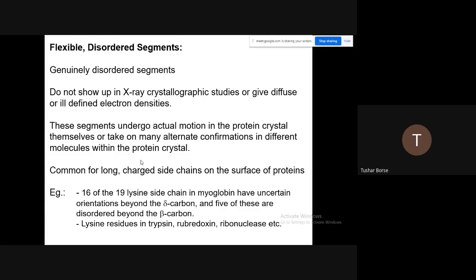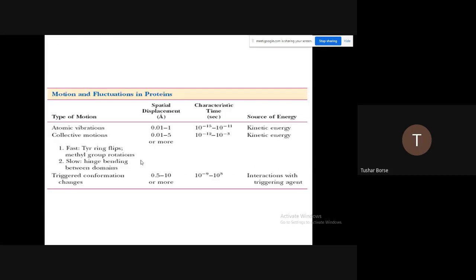So what kind of movements can you imagine which could be happening in the protein itself? There are three types of motions or fluctuations which can take place in the protein. The first could be atomic vibration. Now see, you have a protein. Protein is made up of different types of molecules, the amino acids. These amino acids are made up of elements, and elements have atoms. So if there is a motion or a movement in the protein, it could be at an atomic level. So you may have atomic vibrations.